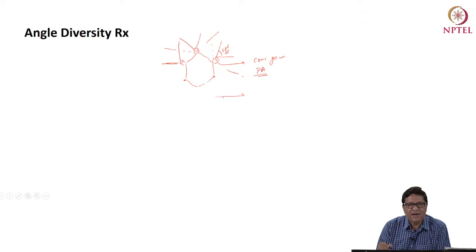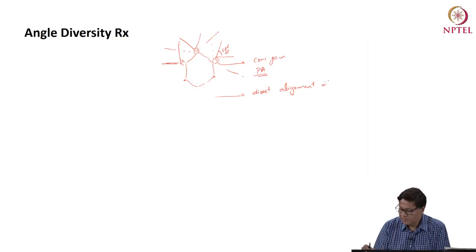So this is how an angle diversity receiver looks like, and the advantage is that there will be a direct contact or direct alignment with the transmitter. So wherever the transmitter is, there is some direct contact. Once you have a direct alignment with the transmitter, this will result in high SNR and you can get good performance, right?